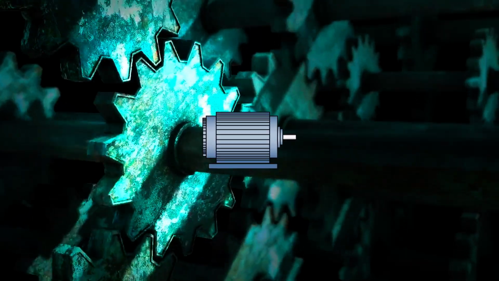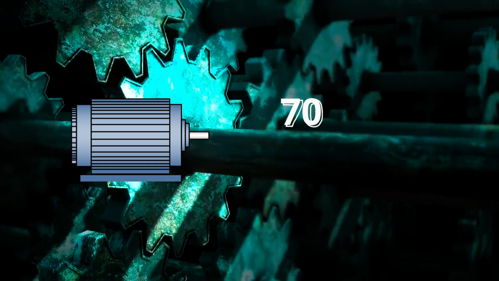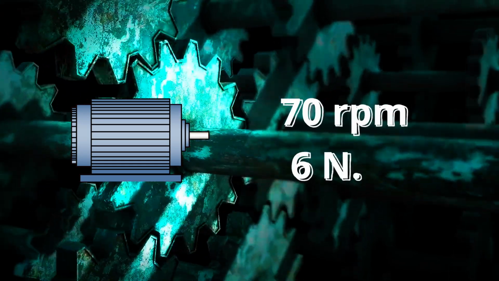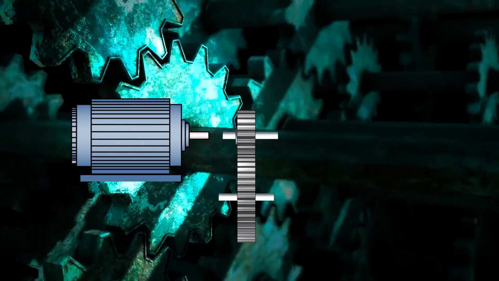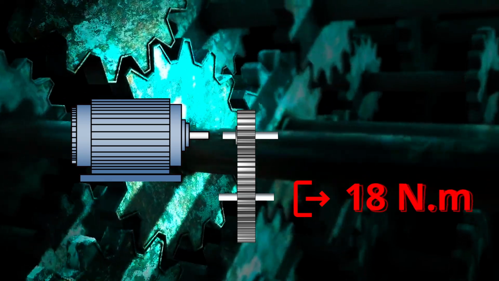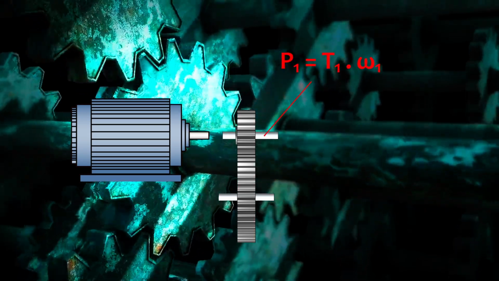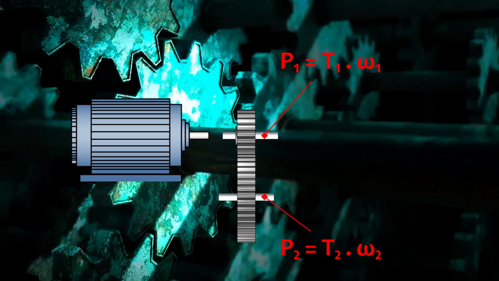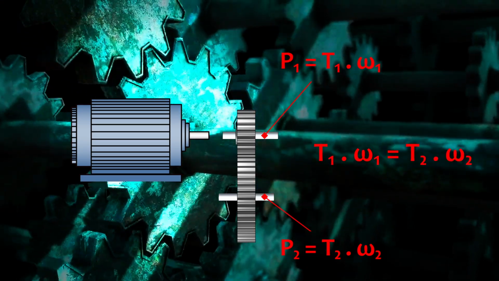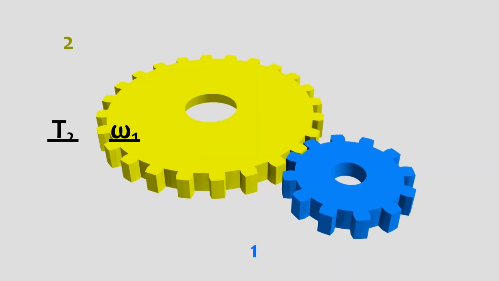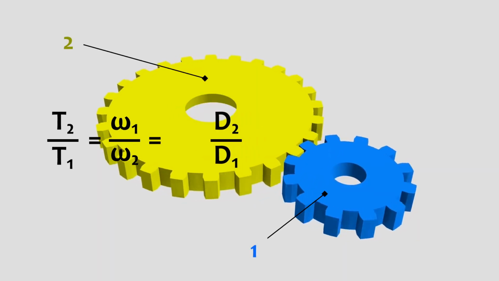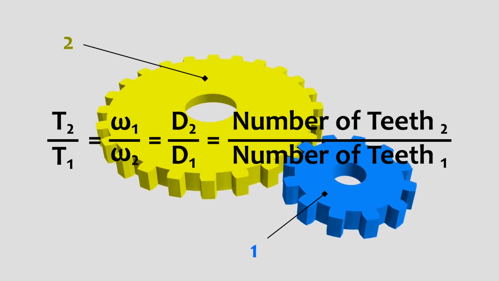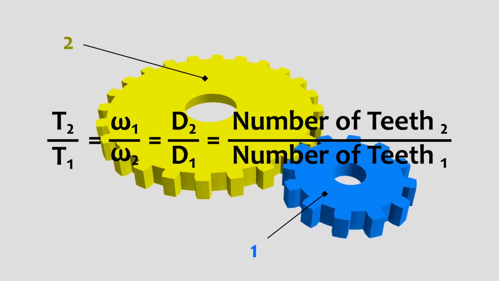Let's say you have an electric motor with a rotational speed of 70 RPM and a torque of 6 Newton meters, but your application requires a torque of 18 Newton meters for the shaft. Mechanical power is the product of torque and rotational velocity. Since the power source is the same, we can establish the following relation. From this fundamental relation, we can derive other equations that will help us determine the appropriate gear sizes.